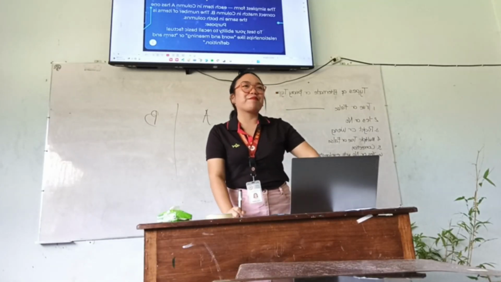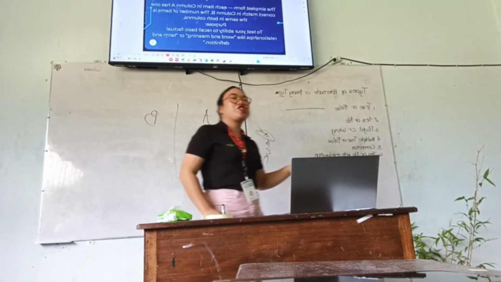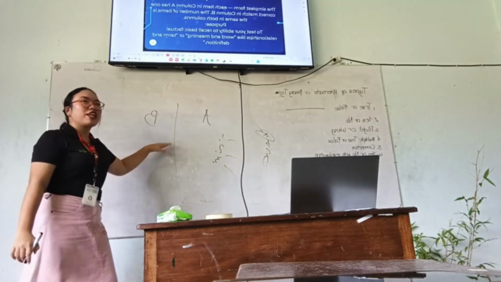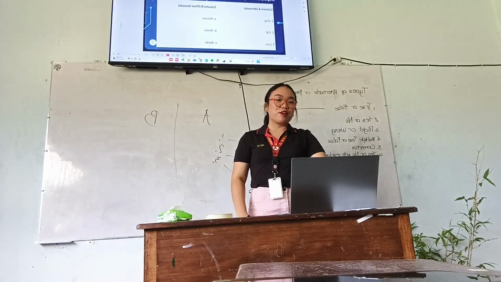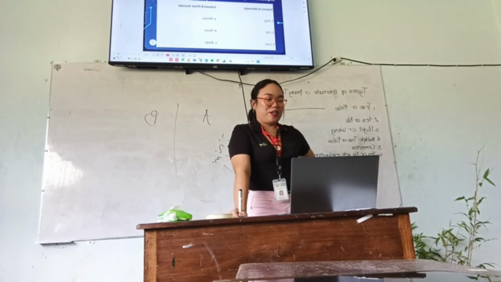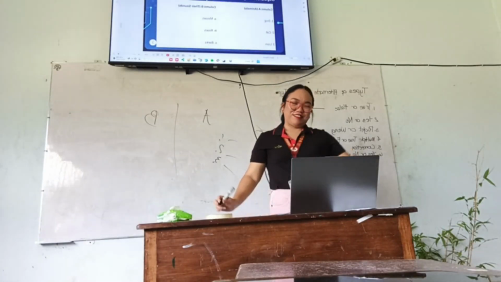In matching type, there are 5 types. First is the simple matching type, where you just connect items in column A to column B to find the right answer. This is the example. Dog, what does a dog do? Horse. Cat? Meow. Lion? Roar. Very good.